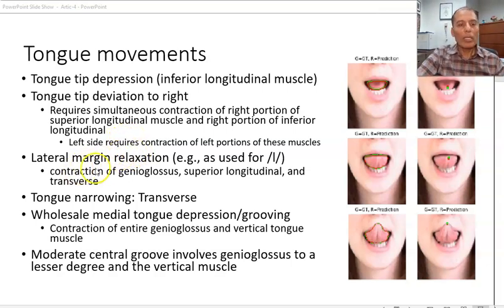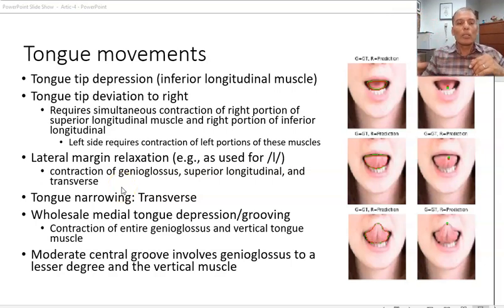Lateral margin relaxation: when you produce certain sounds, you want to put pressure on the tongue tip, pressing it against the alveolar ridge, but you want the sides of the tongue to be relaxed. The muscles that contribute to this are the genioglossus, especially, and also the superior longitudinal muscle and the transverse muscle.